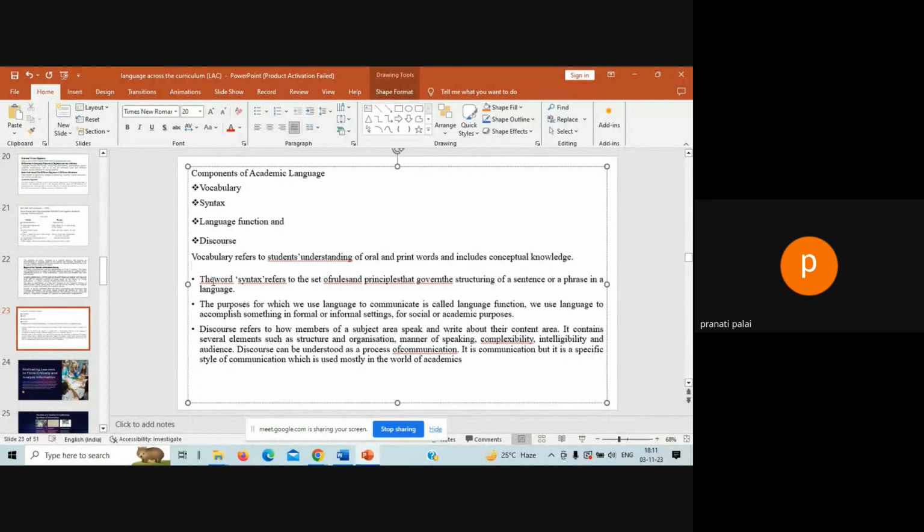So vocabulary refers to students' understanding of oral and print words and includes the conceptual knowledge. Most often we use the term enriching the stock of vocabulary. That means how many words the student knows, if the student knows the meaning of that word or not, and if the student is using that particular word in a sentence or not. If the student is using the word in a particular sentence in a meaningful way, then we can say that the students have enlarged the stock of vocabulary.